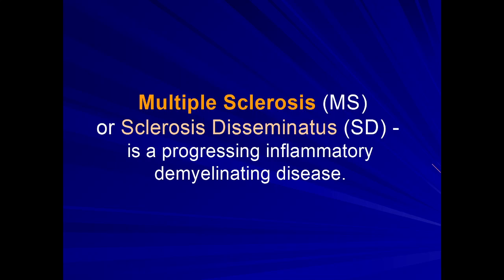Multiple sclerosis is not directly an infectious disease, but it is also included in this lecture. Sclerosis disseminata, or multiple sclerosis, is a progressing inflammatory demyelinating disease.